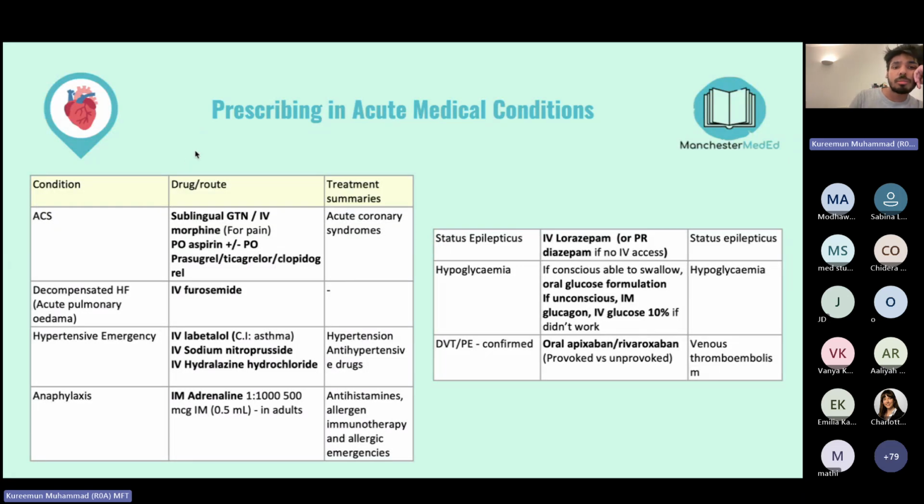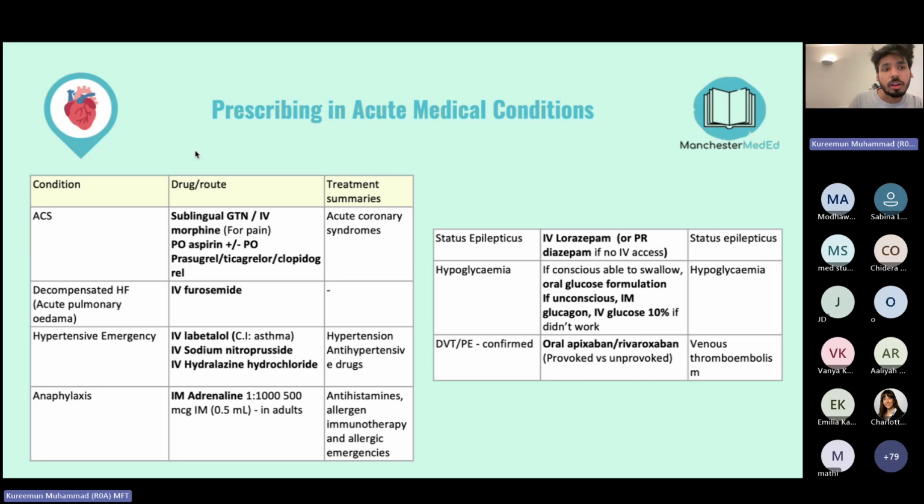Next one is hypoglycemia. Basically, if they're conscious and able to swallow, then they would be given an oral glucose formulation. If not, you would either give IM glucagon or IV glucose 10%. Some of the questions they would ask you are about the glucose, basically which concentration would you use? Usually you use 10%, and if it's not available, you would use a 20% one. However, sometimes we put 50%, which we don't use at all because 50% is just too concentrated. So you will only choose between 10% and 20%.